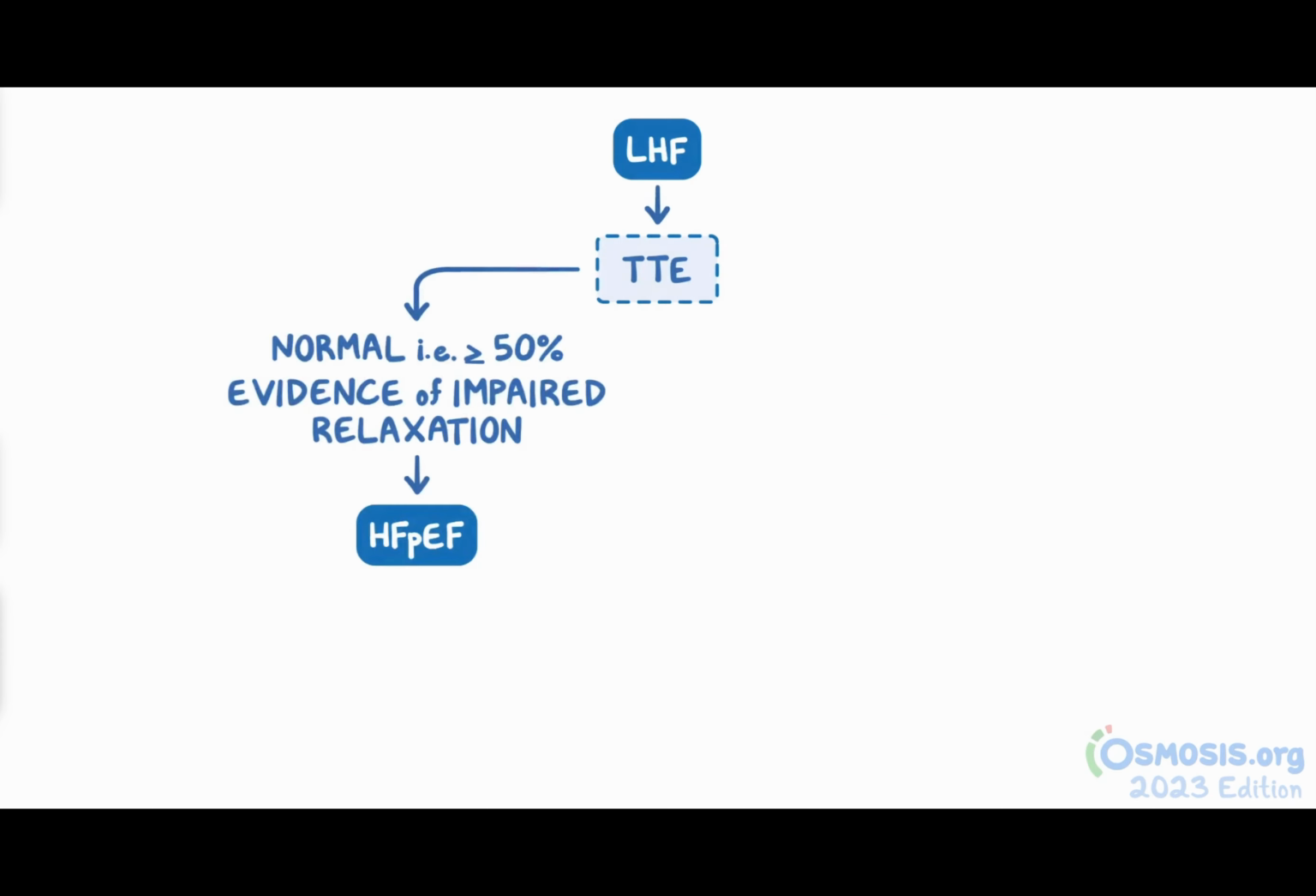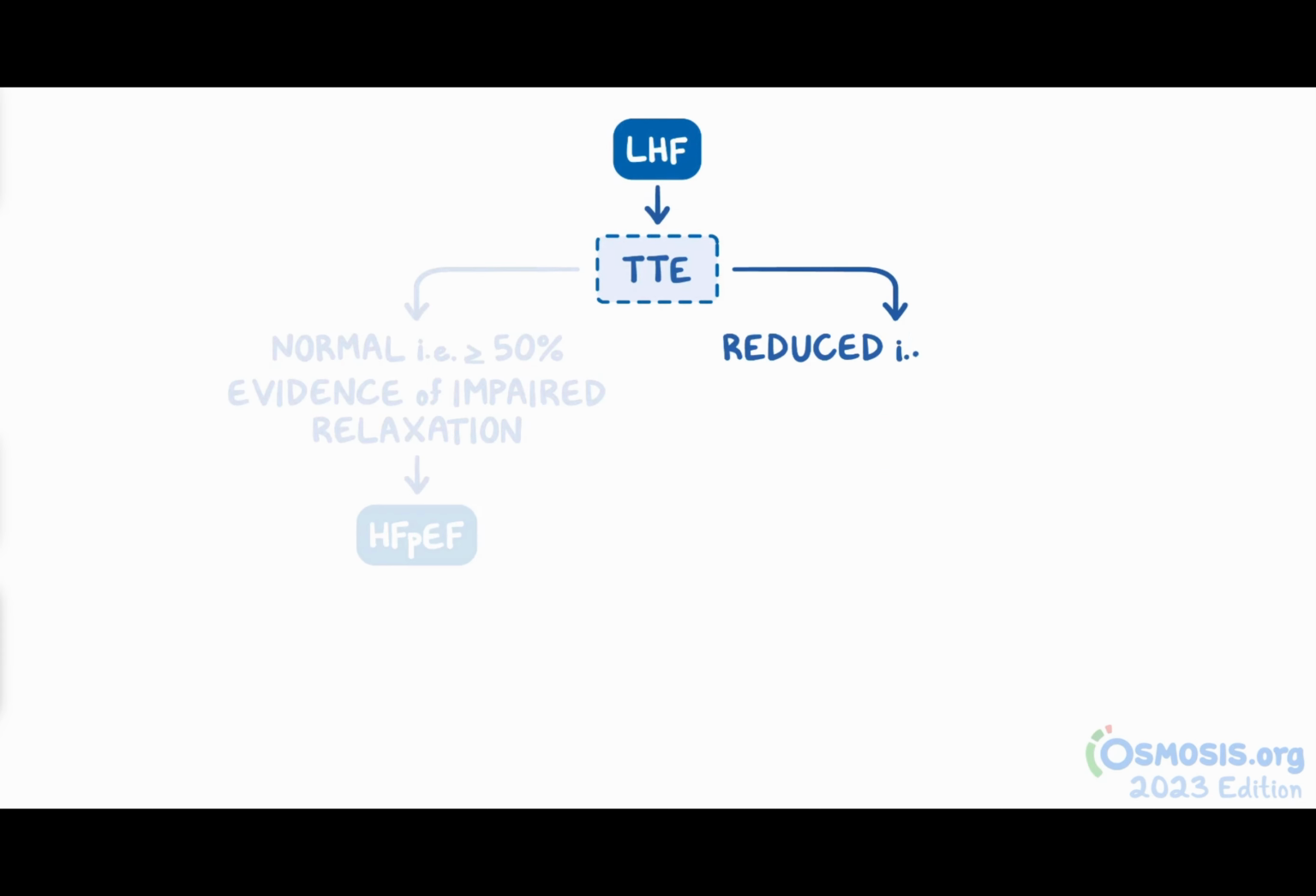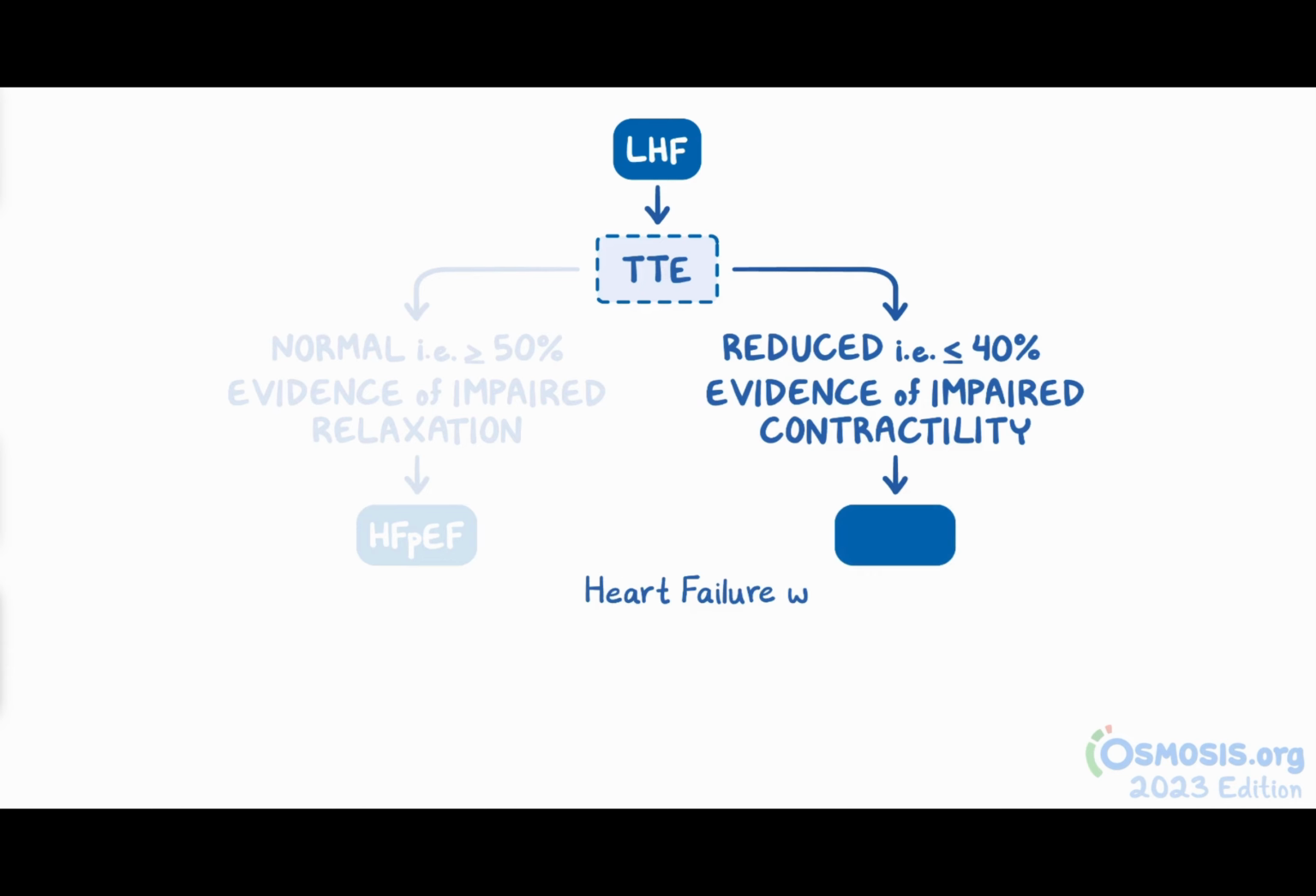Okay, let's go back to TTE. Reduced EF of less than or equal to 40% and evidence of impaired contractility are highly suggestive of heart failure with reduced ejection fraction, or HFrEF for short, also known as systolic heart failure.